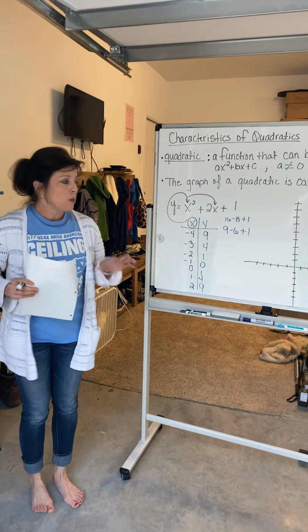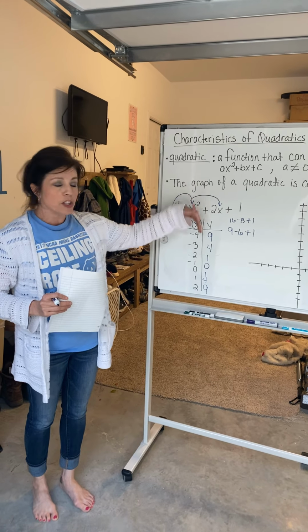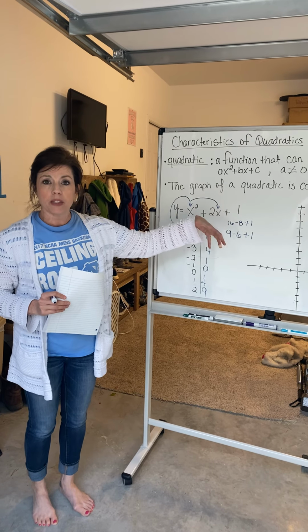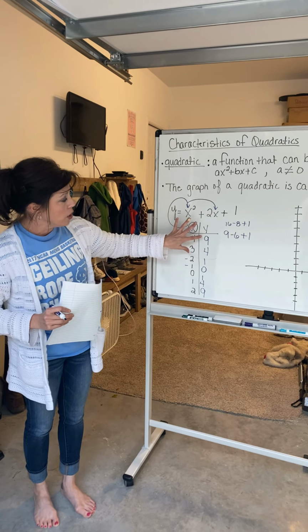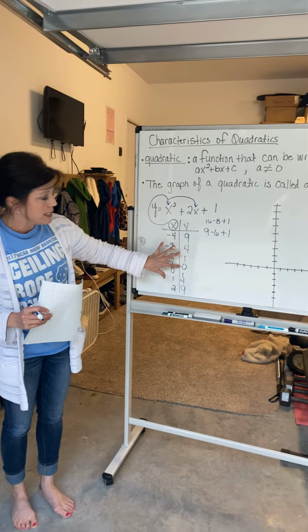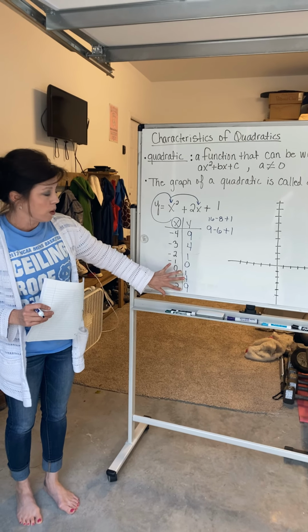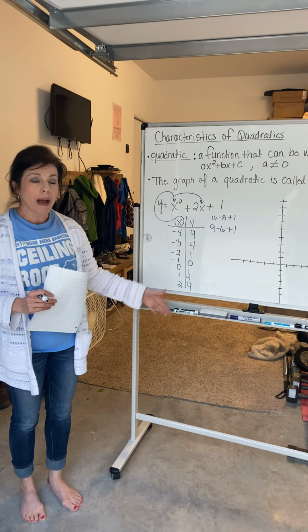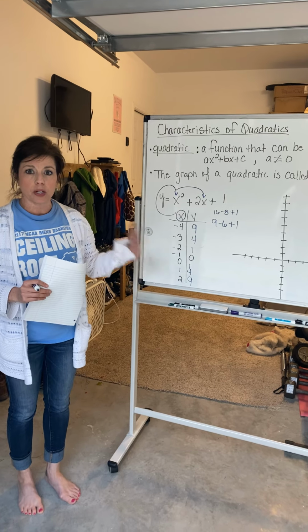Now, one thing I want you to notice, we could do the first difference and second difference and prove this is a quadratic. But also, you've got 9, 4, 1, 0, 1, 4, 9. So there's kind of a pattern there that you can see where the numbers are going to repeat.